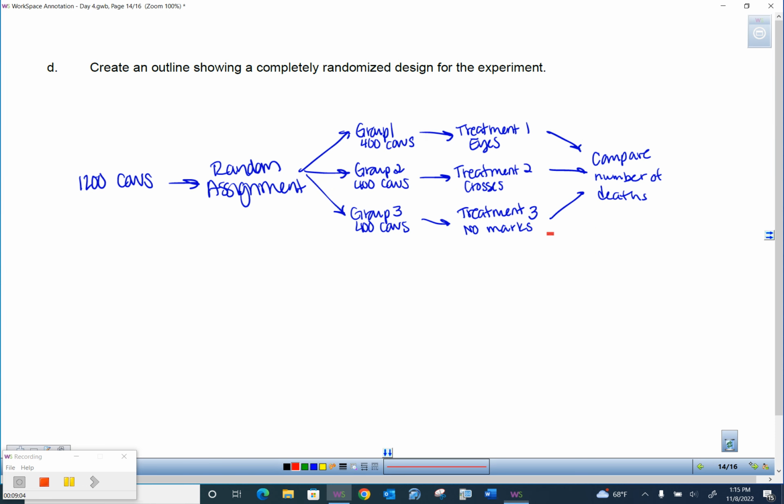Okay, here's how your outline should have looked roughly. We have 1,200 cows that are randomly assigned. Group 1, Group 2, Group 3. Treatment 1, Treatment 2, and Treatment 3. Again, I don't care what order you put those in. That doesn't matter. But what we're doing is comparing the number of deaths to see if the treatment is causing the improvement in our not having as many people die. Okay.